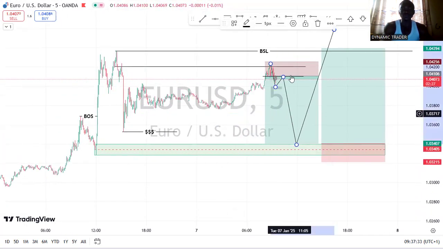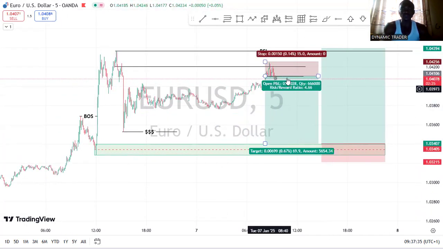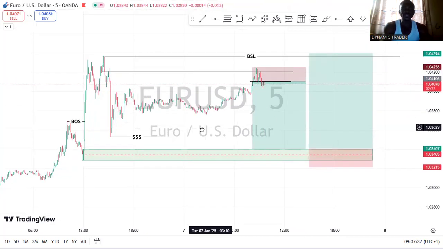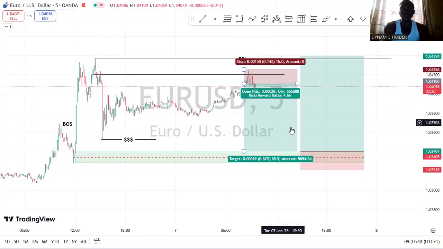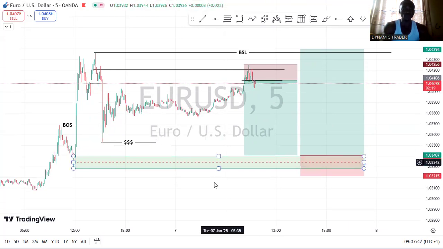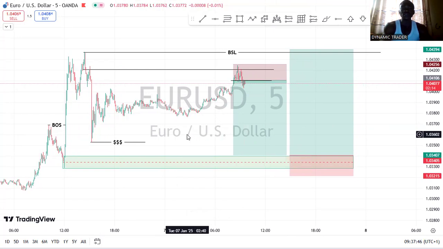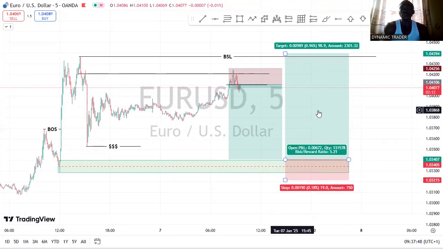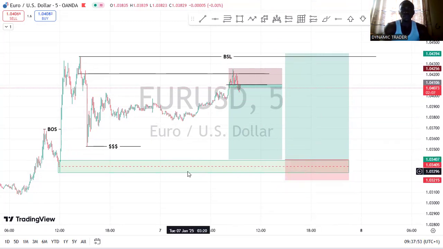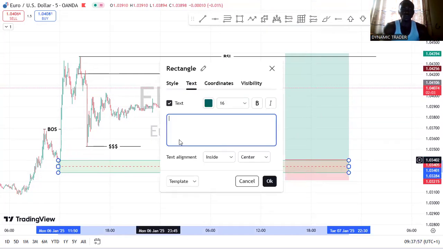Let me delete this also. So let's say you're not on this sell, you want to wait for a buy, which is nice. It's not good to counter trade. So you wait for the market to return to this point. We call it POI, point of interest. This is where you're expecting the price to come. This is our demand zone.